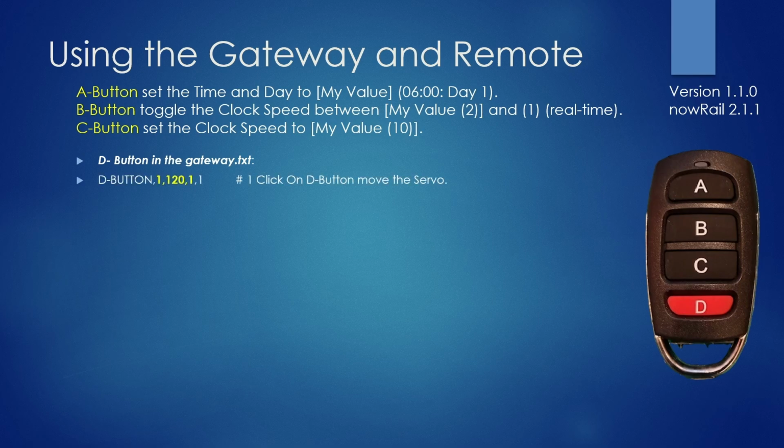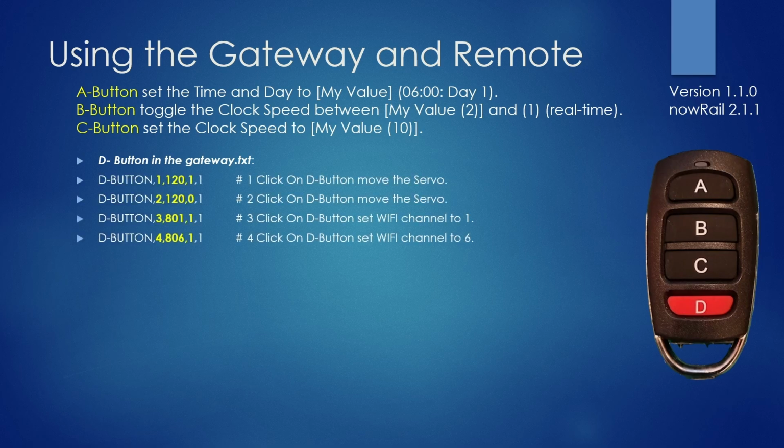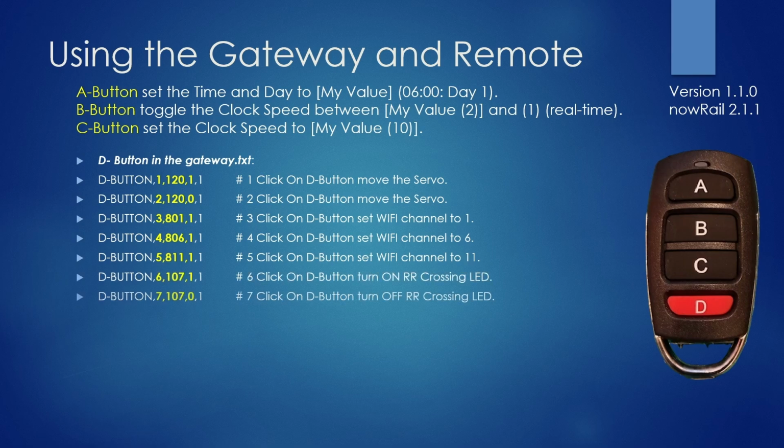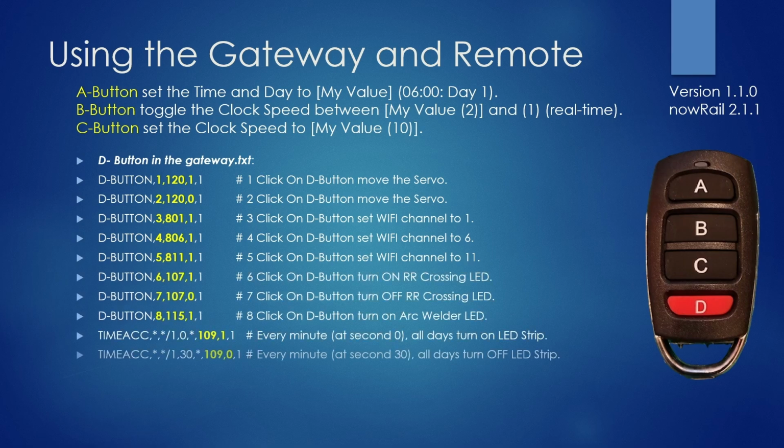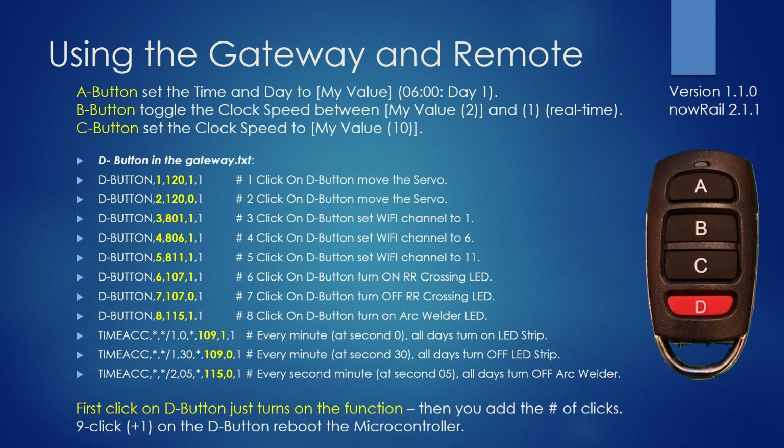Here are the settings in Gateway TXT for the D button. The first click on the remote D button will activate the function and is counted as 0. Then you do the number of clicks to send the DCC request. If I only click once and nothing more, the function will turn off after 3 seconds. If I click 9 times plus 1 to start the function, the microcontroller will restart.